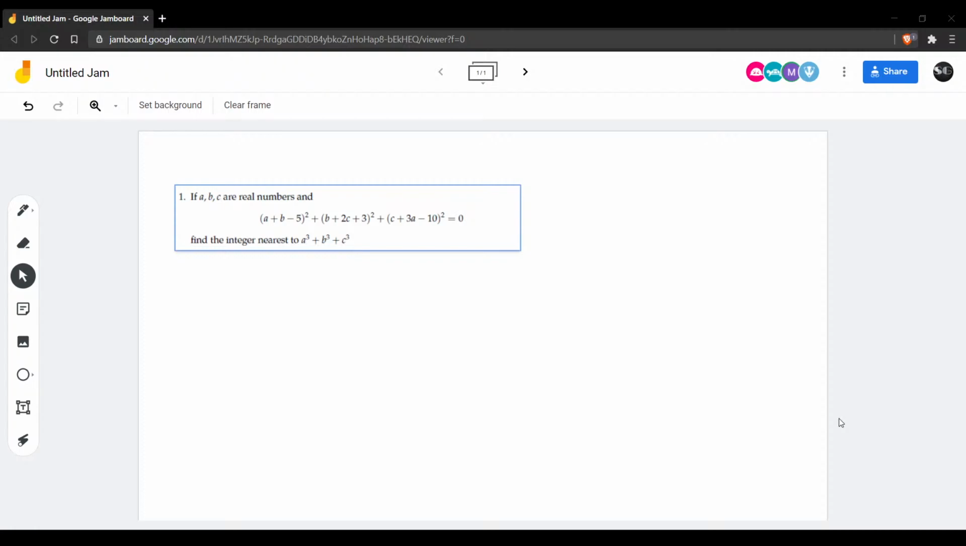Okay, so guys, hello. We're beginning with the first problem. This one is quite easy. It's based on the trivial inequality of x squared greater than or equal to 0. Using that fact, you can say a plus b minus 5 and the rest of the other two terms, that all three terms are going to be 0. So just write those three terms.